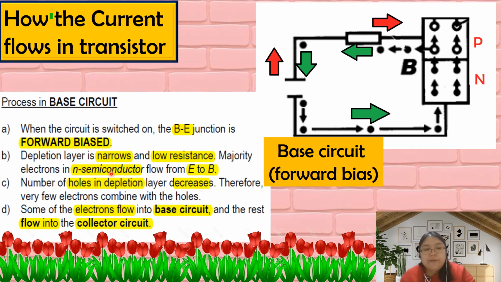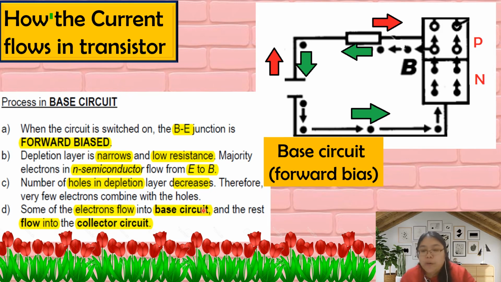Before that, I told you the base area is always a small, thin part. When it is thin, the holes inside the base also become fewer. Just a little bit of holes only. But the electrons are more from the N semiconductor. So you see the C: the number of holes in the depletion layer decreases. Why does it decrease? Because they are already filled in by the electrons. Therefore, very few electrons combine with the holes. Just a little bit only.